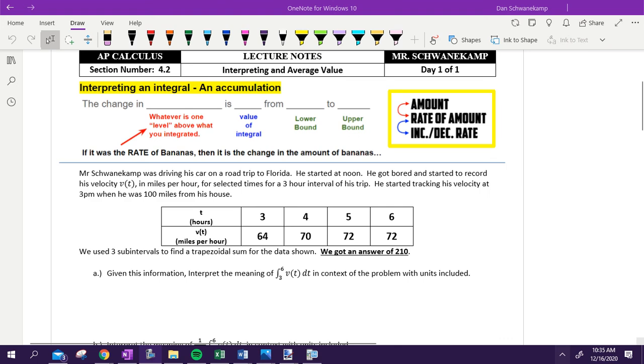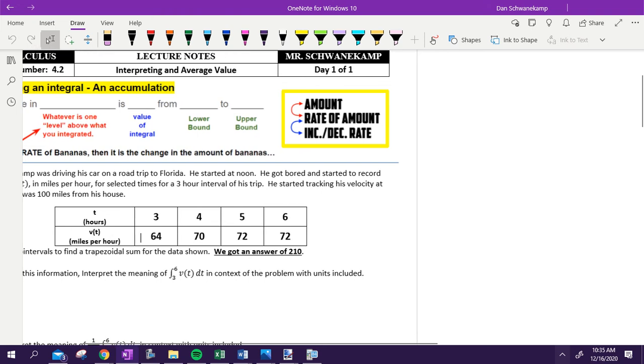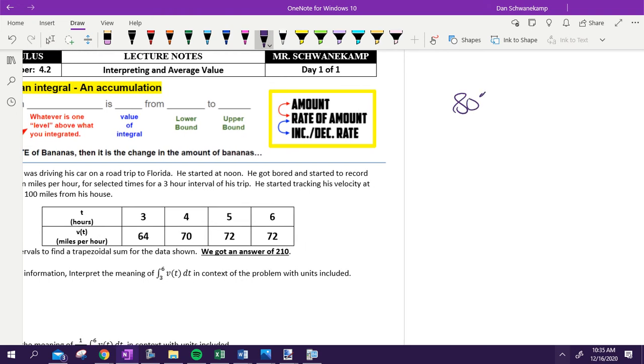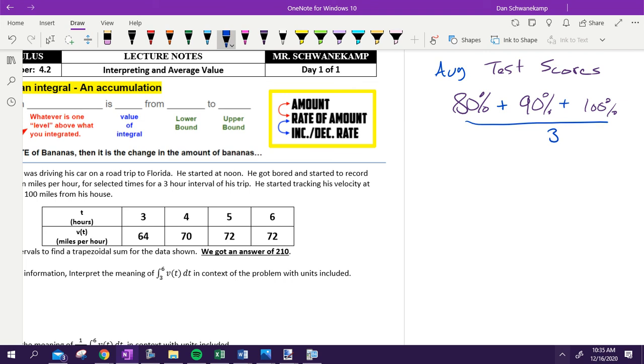All right, here we go. So, again, in bell work, I said, as I was passing out those papers, you got an 80% on a test, you got a 90% on a test, and you got 100% on a test. These are all test scores. What would I do if I gave you a bunch of test scores and I asked you to find the average of your test scores? You would add them up and then divide by 3. Because there's 3 of them. That's exactly what we're doing today.